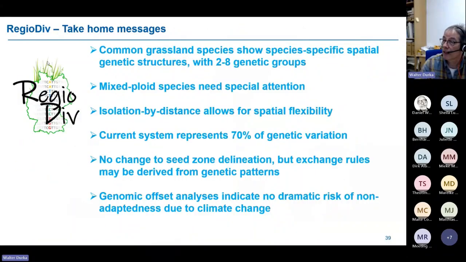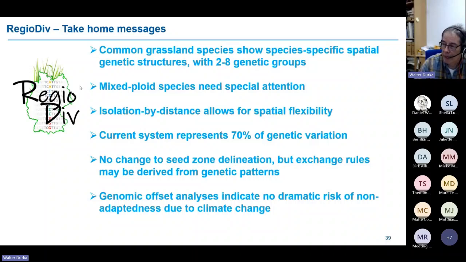With which I come to the take-home messages. We have seen that in each species we get genetic structures between 2 and 8 groups that can be defined in a species-specific way. That mixed-ploid species need some special attention. In general, we see isolation by distance as a common pattern, which then asks for spatial flexibility in applying those zones. We have seen that the current system actually represents 70% of the genetic variation, and therefore no change of the seed zone delineation is proposed.